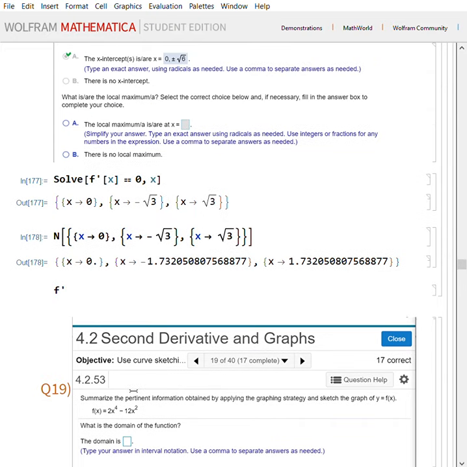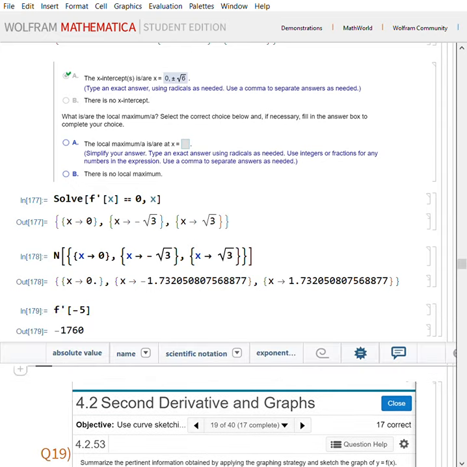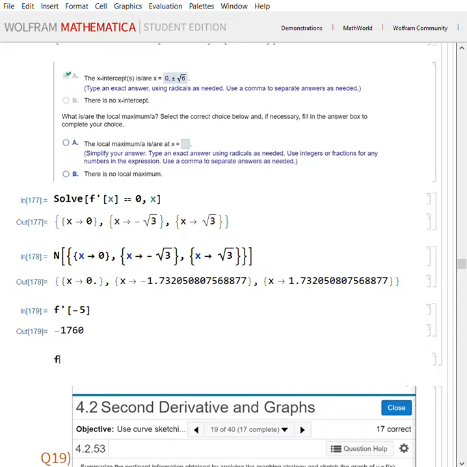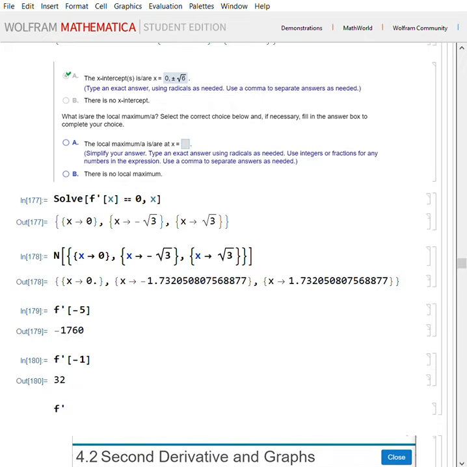And now we'll do a number chart. So f prime of something before negative 1.7, since it's the first critical point. So f prime of negative 5, shift enter. You know it's decreasing on that interval because the answer is negative. And let's do f prime of something between negative 1.7 and 0, which is negative 1. Okay, it's decreasing here.